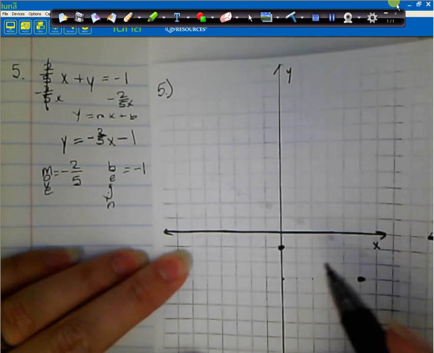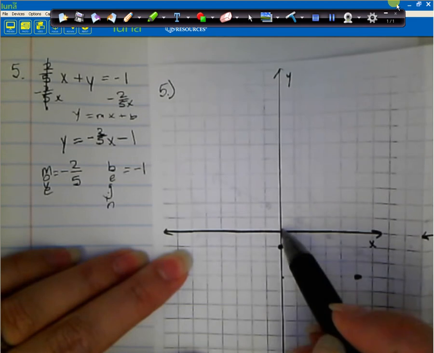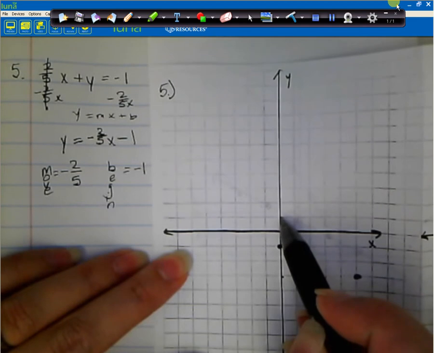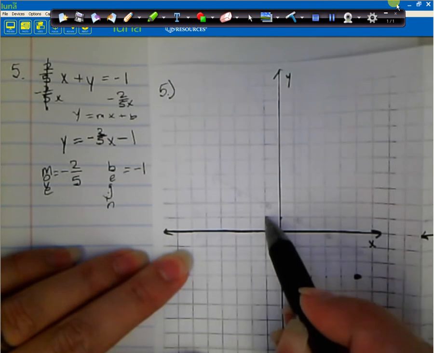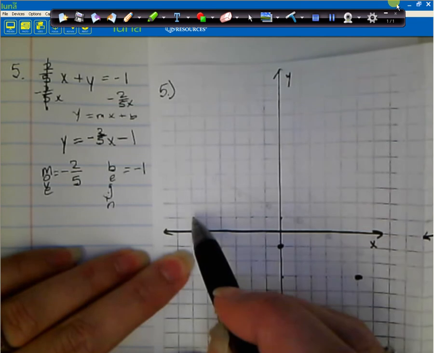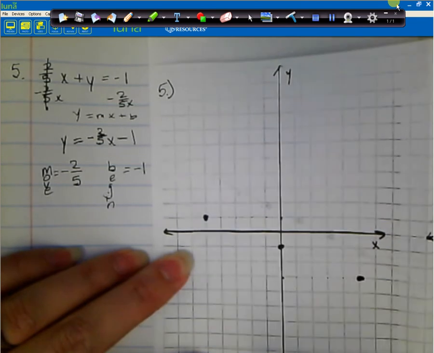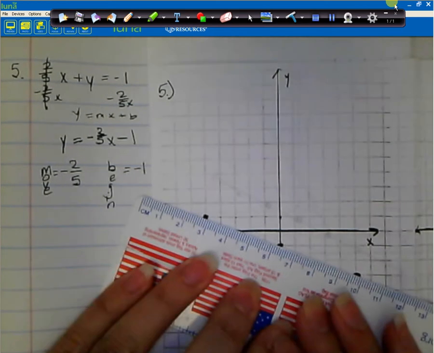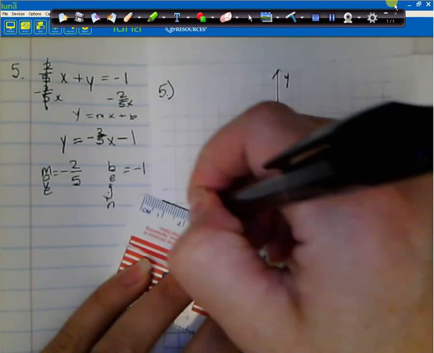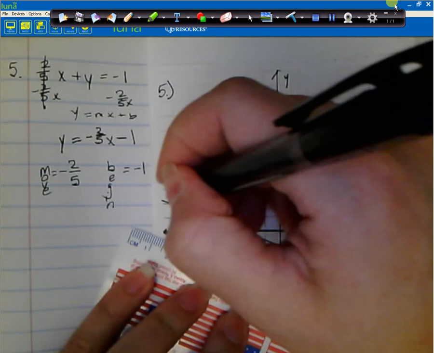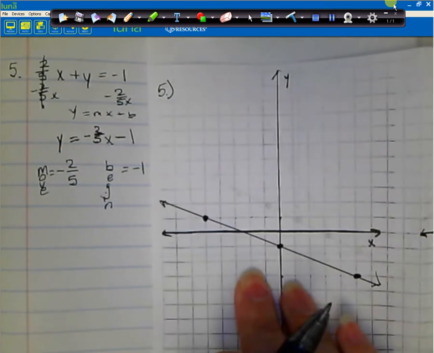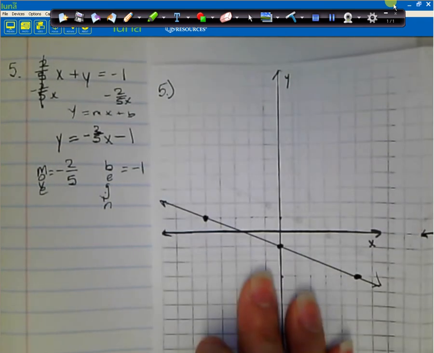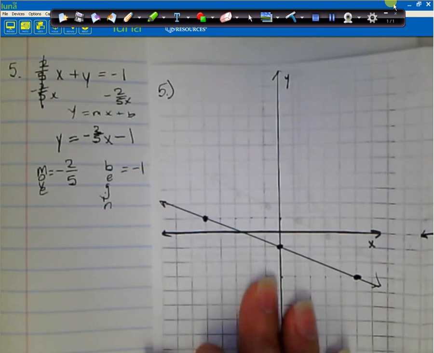And then I'm going to do the opposite and go up 2 and then negative 5, so back 5. 1, 2, 3, 4, 5, and make a point. And now I'm going to take my ruler and connect my points. Make sure that you have all of that down before you move on.